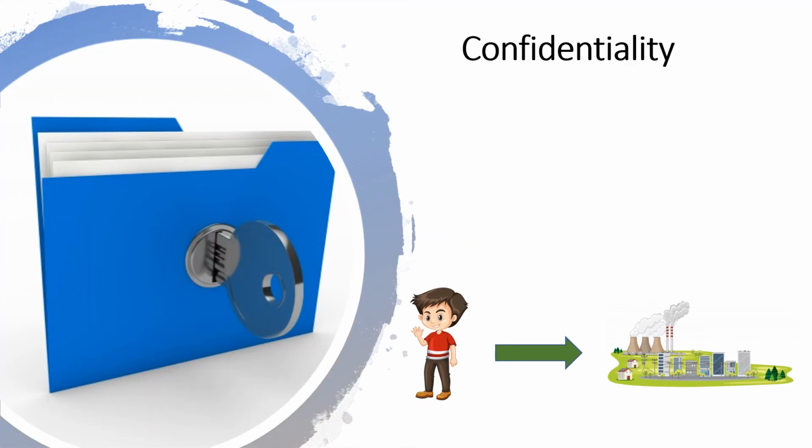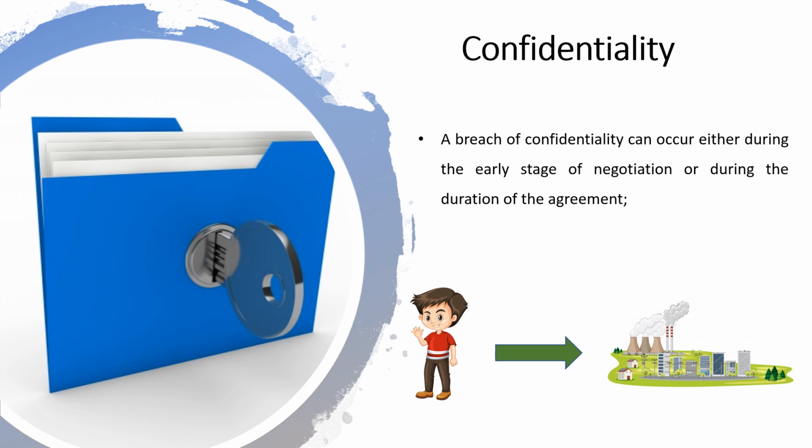Confidentiality is of utmost importance in any technology transfer agreement, and particularly in the cases where unpatented know-how is involved. Breach of confidentiality can occur either during the early stage of negotiation or during the duration of the agreement. The breach could also occur after expiry of the agreement. Therefore, confidentiality provisions usually survive termination of the agreement.